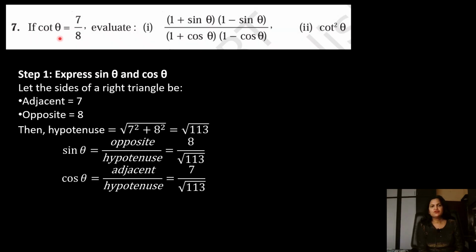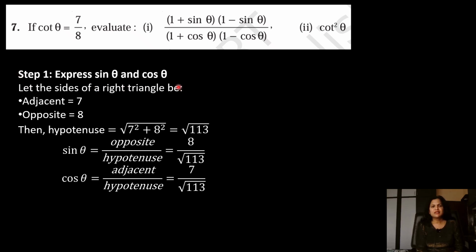Seventh sum: if cot theta is equal to 7/8, evaluate. First one is (1 plus sin theta)(1 minus sin theta) divided by (1 plus cos theta)(1 minus cos theta). Second one is cot square theta.